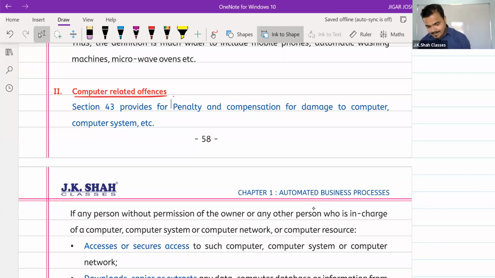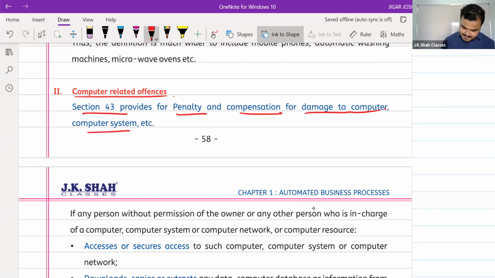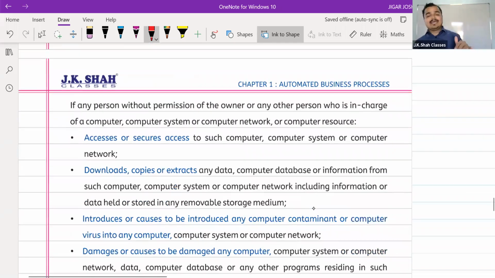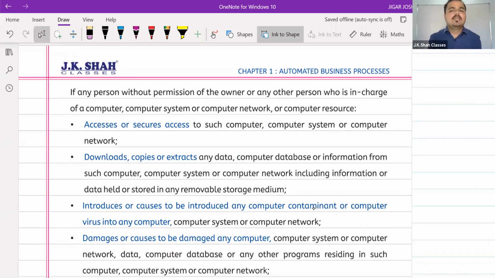Once again, I am repeating, without the permission of the owner or the person who is in charge, if you conduct the following activities, then you will be put behind bars. Understood? Yes. Section 43 provides the penalty and compensation for damage to a computer or computer system. Before going in depth, I want to teach you four most important words.